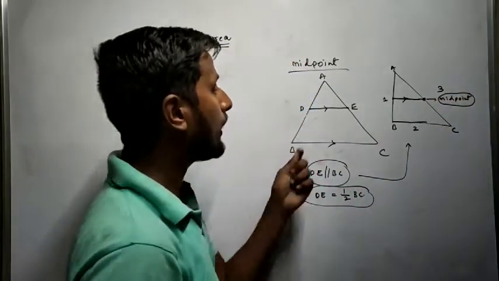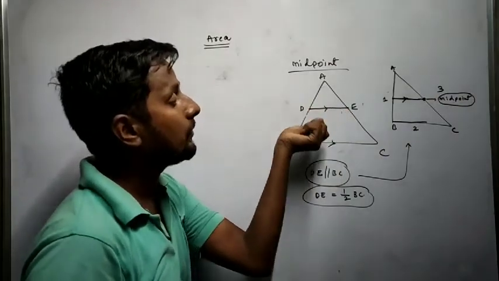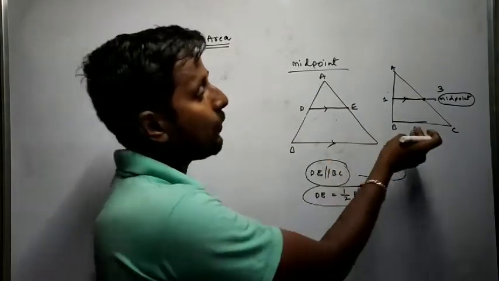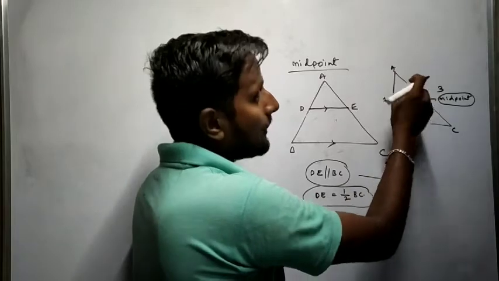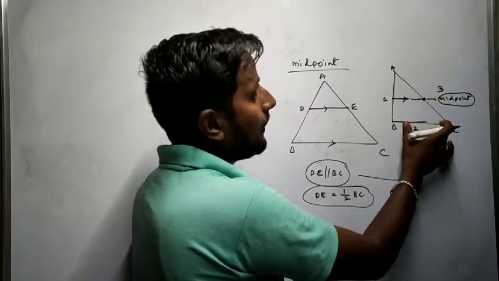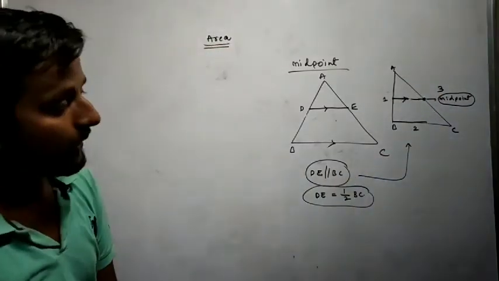So here, what have we done? We have taken two midpoints directly. The resulting line is parallel to the third side, the base. But here, I have taken the midpoint of the first side of a triangle, and the line is parallel to the second side of the triangle, and the line meets the third side also at its midpoint.